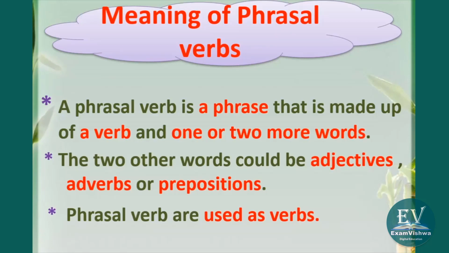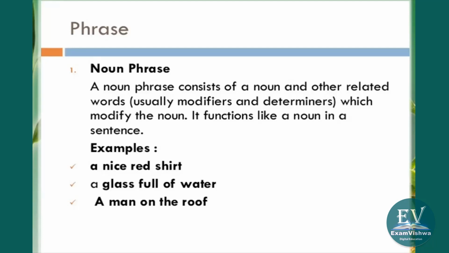Okay, so this is about the meaning of phrasal verbs. Of course, we will look at examples also so that the idea is clear to you. Let us go to the next point now. That is, let us talk about noun phrase. What is a noun phrase? So a noun phrase consists of a noun and other related words. So a noun phrase will have a noun for sure, and it will have some other related word or words. And these other words are usually modifiers. Modifiers means they could be adjectives, they could be adverbs also, and determiners, that means they could be prepositions, okay, which modify the noun. So when there is a noun along with an adjective or along with an adverb or along with a preposition, then that becomes a noun phrase.